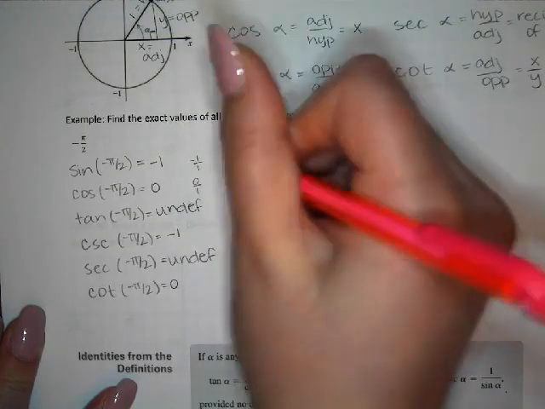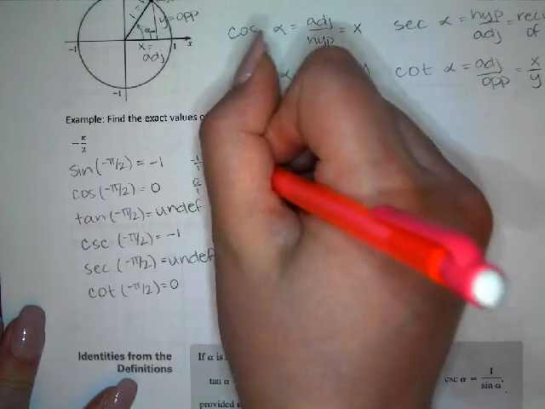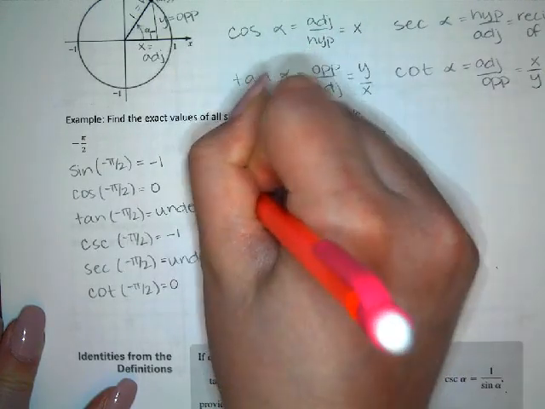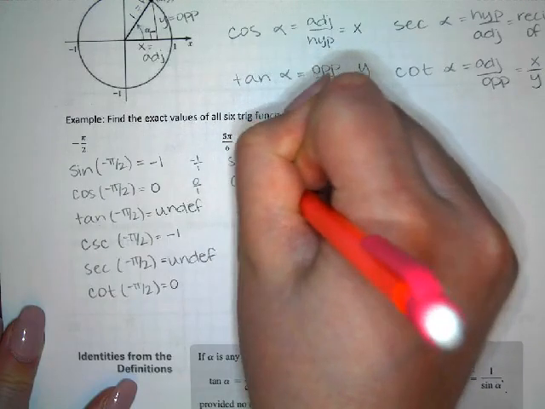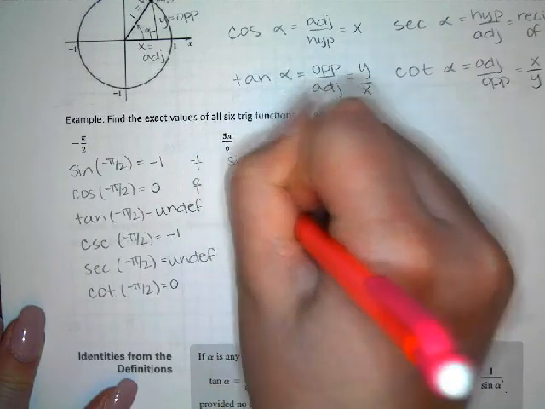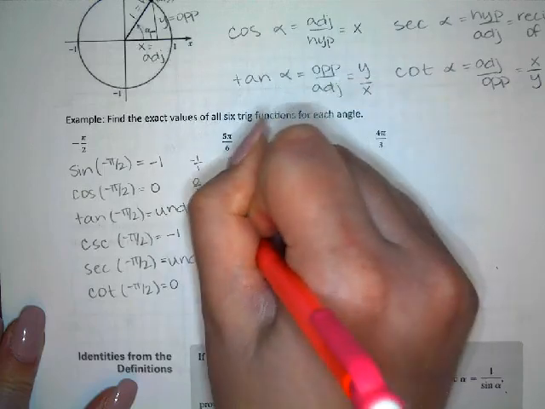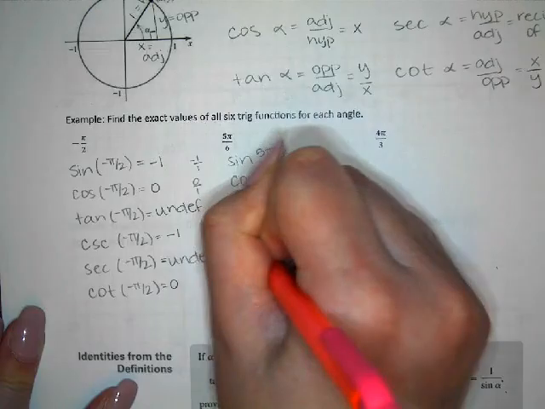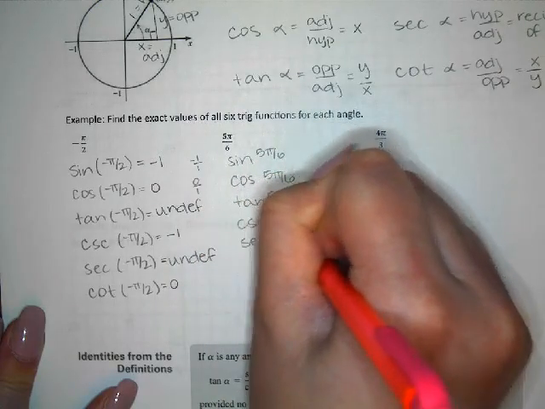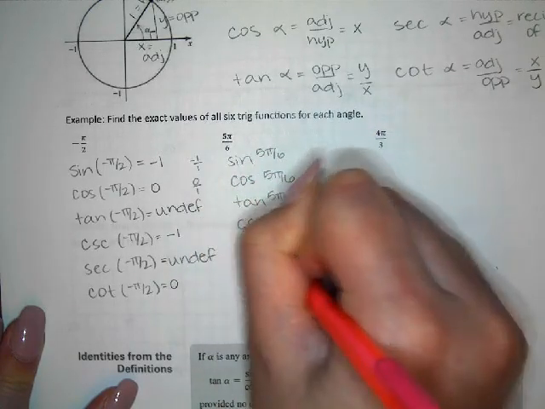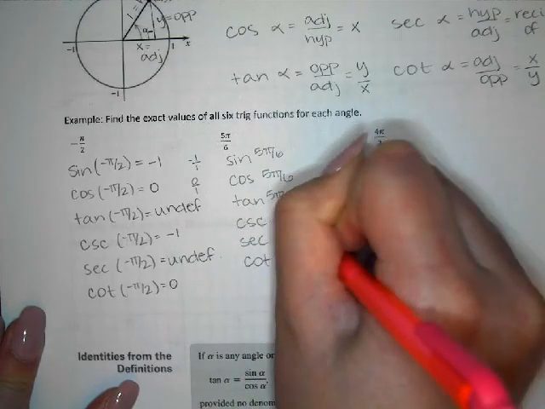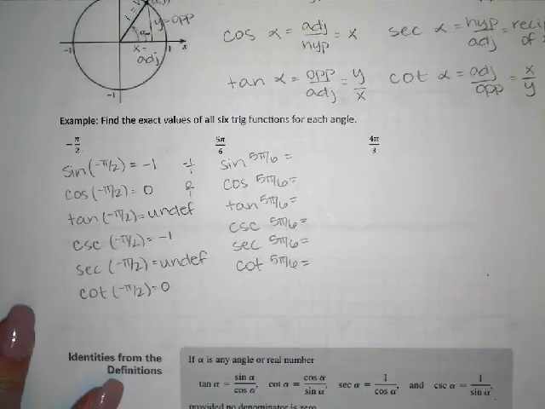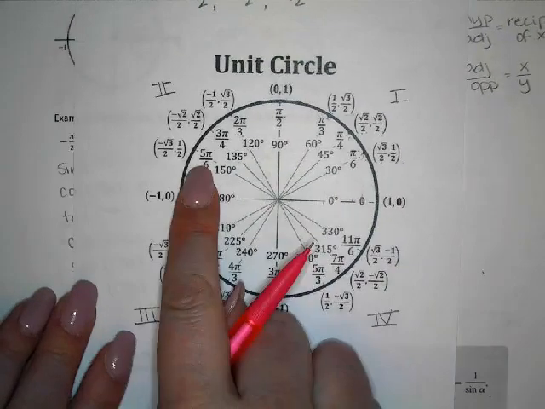Next, I'll do all 6 for 5 pi over 6. So sine, cos, all right, so I'm going to look at 5 pi over 6 on my unit circle, and it's right here.